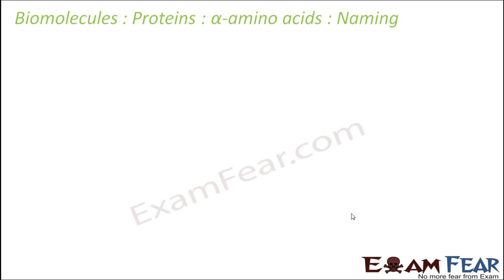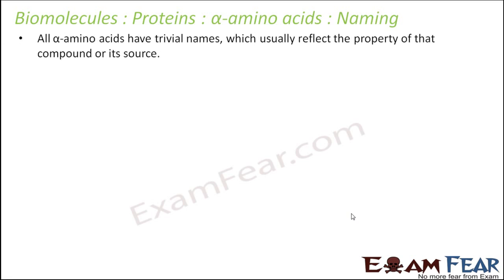So how do we name the amino acids? Let us have a look. All amino acids have trivial names which usually reflect the property of that compound or its source. It is very difficult to remember the names of all the 20 amino acids because they do not follow a pattern. Some of them are named depending upon some of their properties. Some of them are named depending upon the substance from which they were discovered for the first time. So different amino acids have different names which are quite difficult to remember.